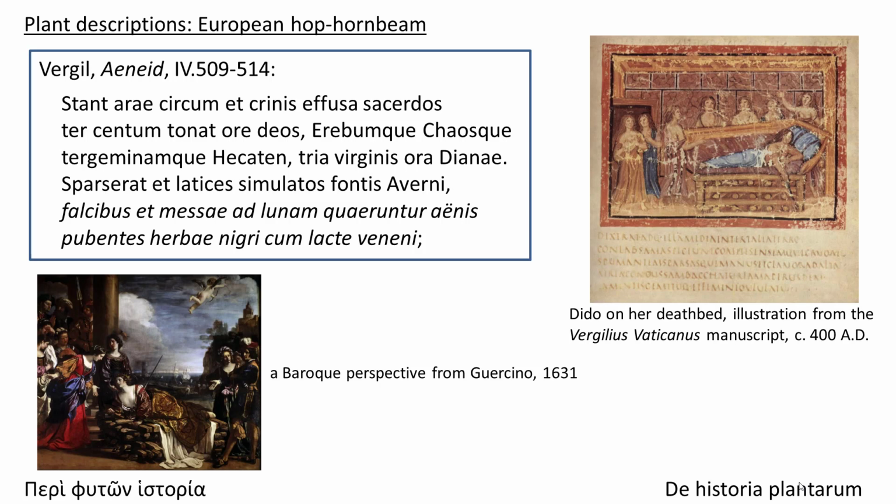Falcibus et messae ad lunam quaeruntur aenis pubentes herbae nigri cum lacte veneni. Herbs are sought, cut with bronze knives at the full moon, swollen and oozing coal-black milk of poison. Root gathering often involved some ritual. Notice that to be fully effective, the herbs must be cut at full moon. The illustration to the right is from the oldest manuscript we have of the Aeneid, the Vergilius Vaticanus, from around 400 A.D. It is also one of the few illuminated manuscripts we have of classical literature from late antiquity.